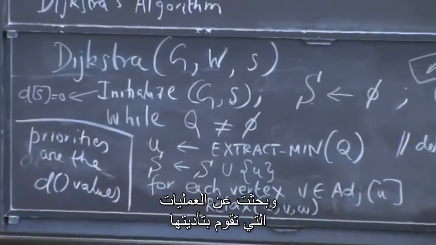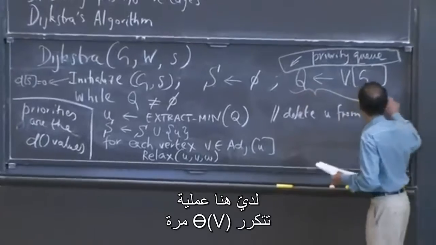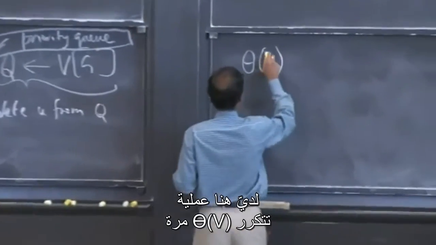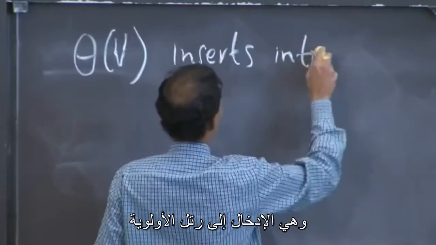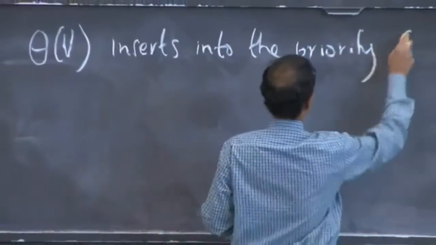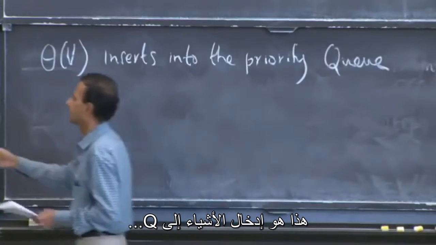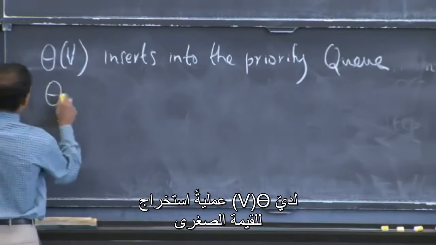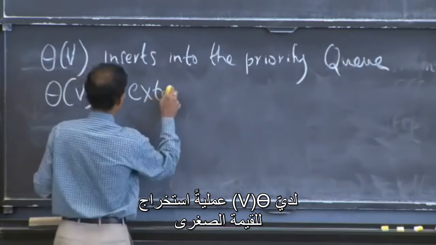Okay? So if you analyze Dijkstra and you look at the pseudocode first, and you say, what are the operations that I'm performing? I got an operation here corresponding to theta V inserts into the priority queue. And that's inserting things into the queue. I got theta V extract min operations.